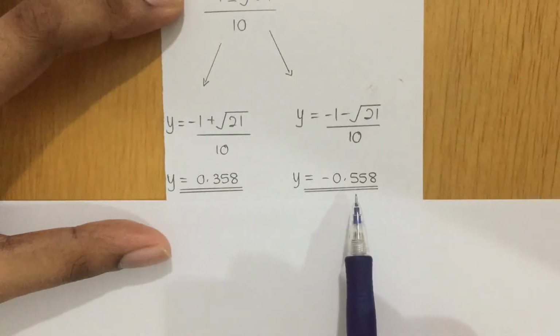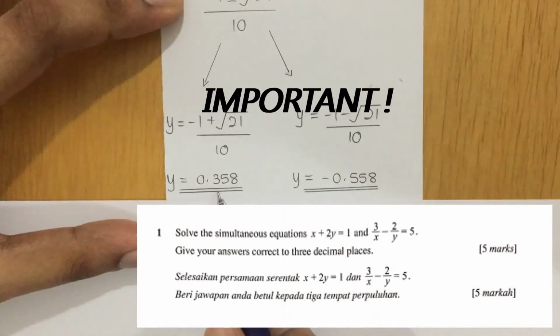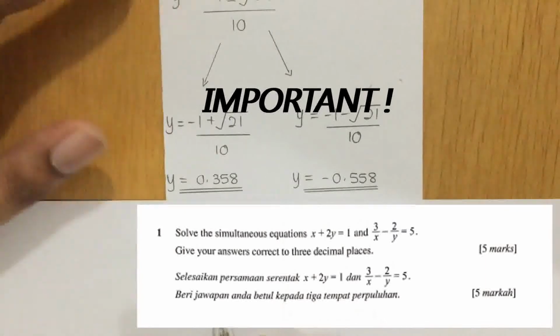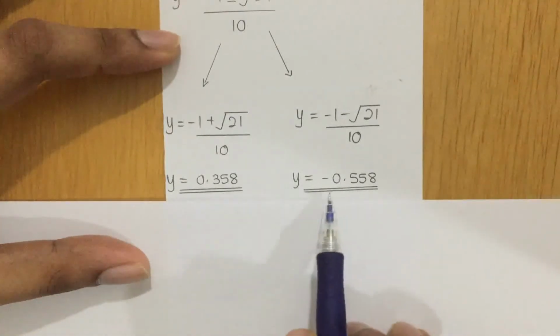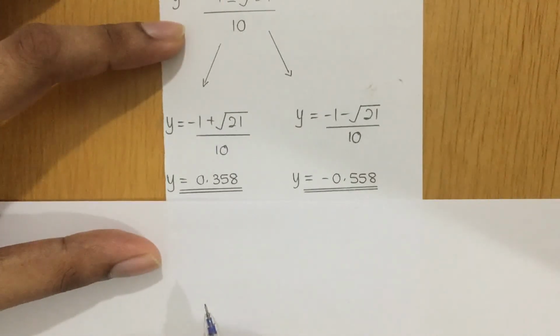Okay, you might be wondering why I just left it at 3 decimal places. There is a reason, guys. This is the requirement from the question. The question asks you to leave your answer in 3 decimal places. So once you get the respective y values, now it becomes easy for you to find the x value. Let us continue to the next step.